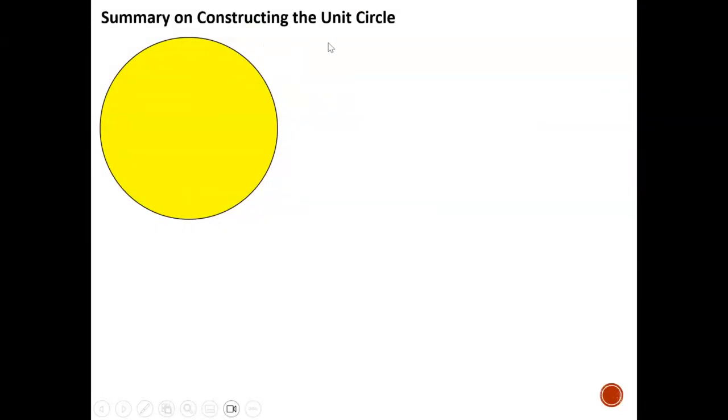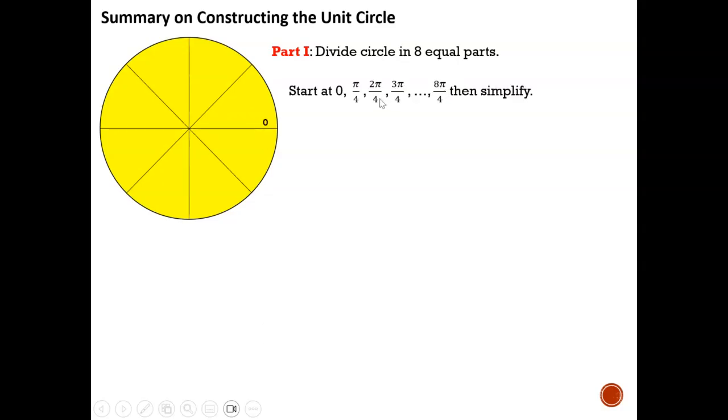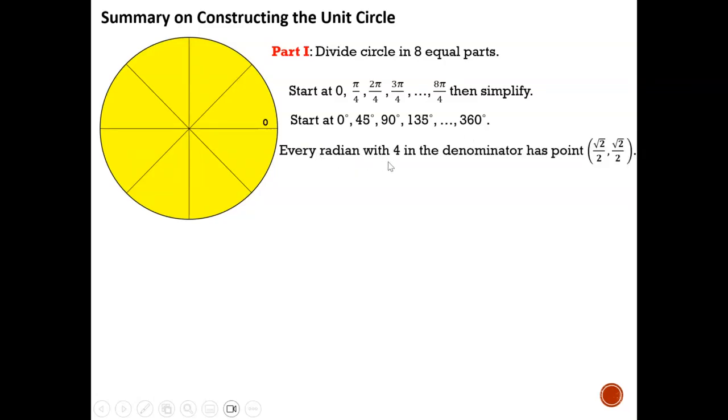Well, anyway, here's a summary on constructing the circle, right? For part 1, you divide the circle in 8 equal parts. And then we're going to count. We start with 0, and we go counterclockwise, counting by pi over 4. And we'll keep adding pi over 4 until we come to 8 pi over 4. And then for the degrees, we start with 0, and then we keep adding 45 degrees until we come to 360. Every radian with 4 in the denominator has a point of square root of 2 over 2, square root of 2 over 2. And make sure the signs match the quadrants.